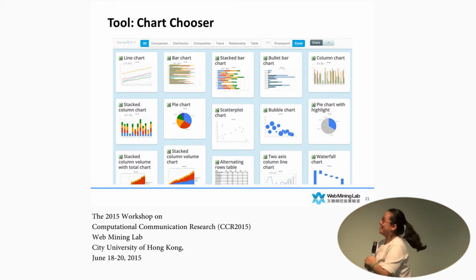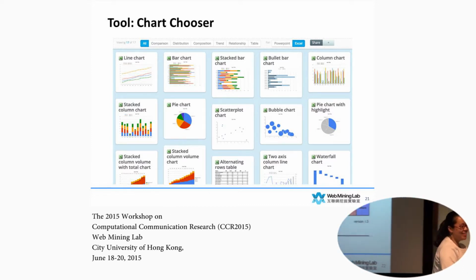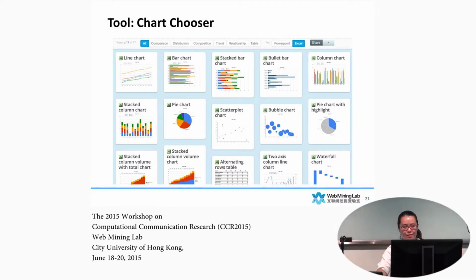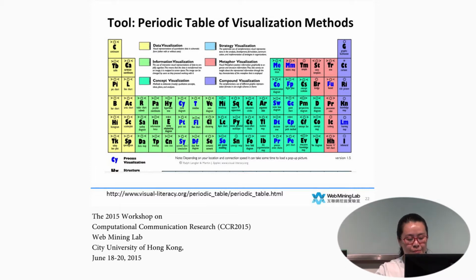And next one, periodical table of visualization methods. What is it? What is it? Let's take a look at that. This is the periodical table of visualization methods. You can just Google the name of this website or copy and paste the URL I put in the PowerPoint slides. And you can see why I put the mouse here, right?